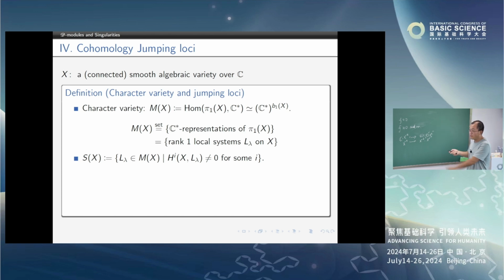For some technical reason we need to assume X is connected. And then we can consider this character variety, which is just the group homomorphisms from the fundamental group of X to C star. Then we know this is just a combinatorial measure of the first Betti number of X, because C star is a commutative group.